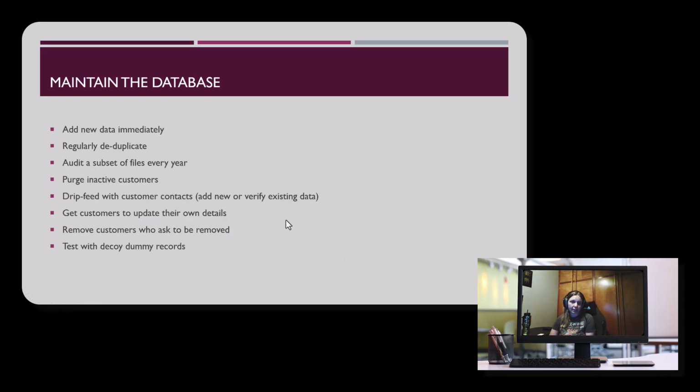For maintaining the database, the best way to keep it up to date is to add new data immediately, look for duplicates consistently, and audit a subset of files every year. So rather than going through the entire database every single year, go through and maintain different sections of it and clean them out. Purge inactive customers, drip feed with customer contacts. So dripping is things that you plan to be done on a trigger.